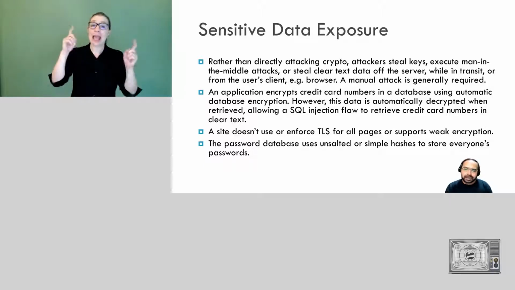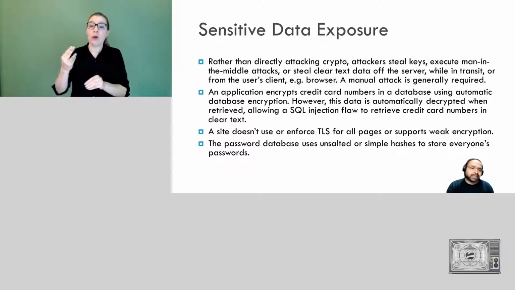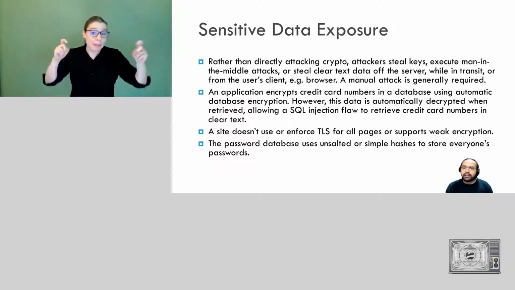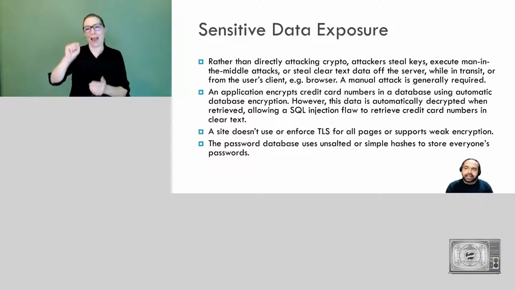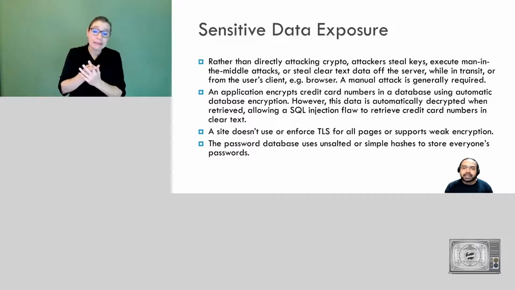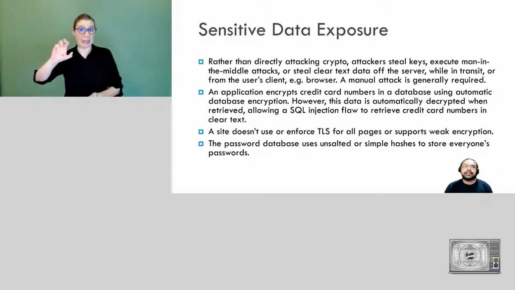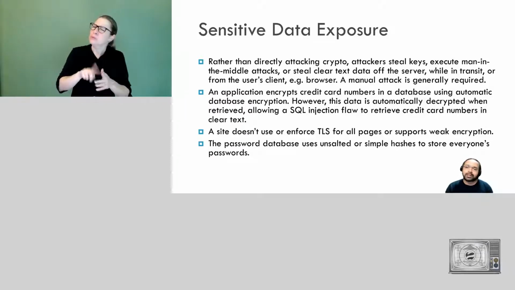So an application encrypts credit card numbers in a database using automatic database encryption. However, this data is automatically decrypted when retrieved, allowing a SQL injection flaw to retrieve credit card numbers in clear text. Now, if the system is compromised, the moment you decrypt, the information is available to the attackers. So here the researchers are working on an interesting concept known as homomorphic encryption, where you will be able to perform computations over the encrypted data. In this way, you will be able to even use the capabilities of a compromised device.